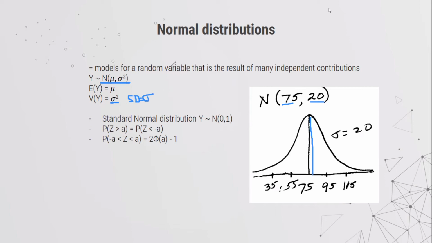And what is the difference between the normal distribution and standard normal distribution? It means the standard normal distribution is having the same type of graph, but this time we're having it between 0 and 1.